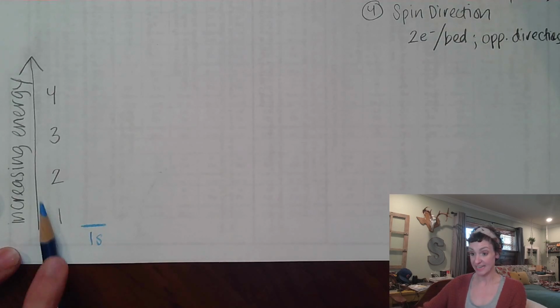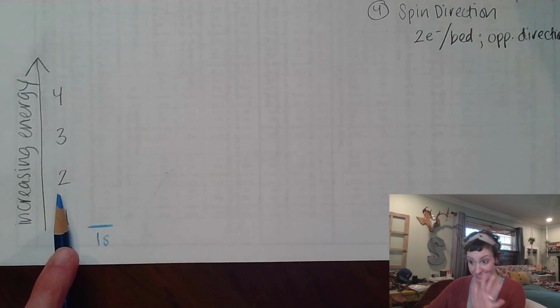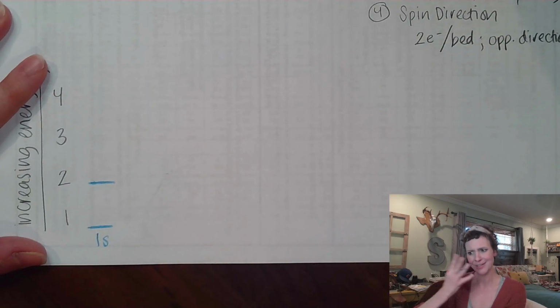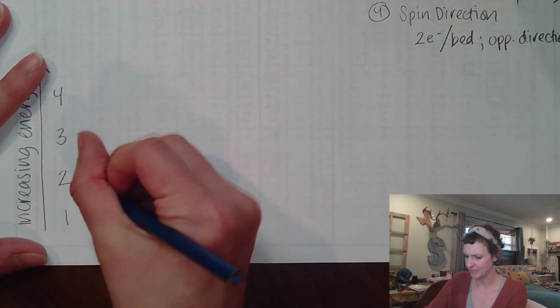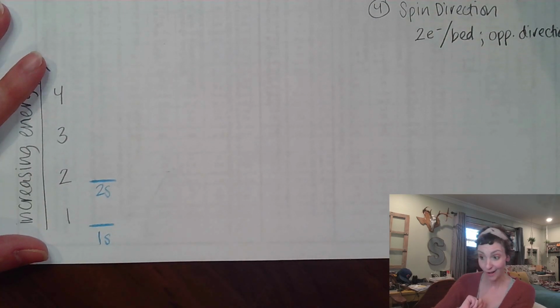Now I got to move up to the second floor. On the second floor, there's an S room. Once again, it's still an S room, so it's still only going to have that 1 bed. But now it's on the second floor, so we're going to call this room the 2S room. But that's not all on my second floor.